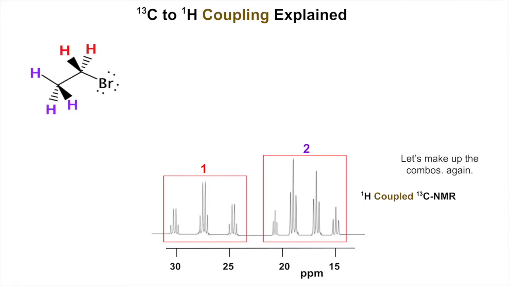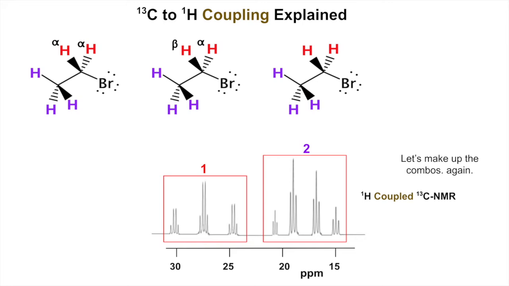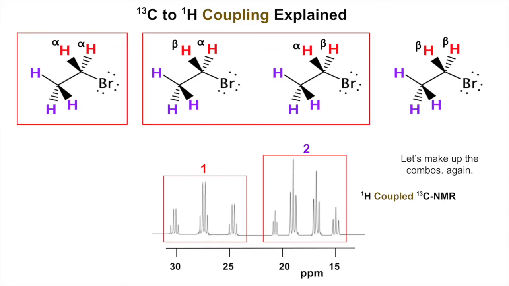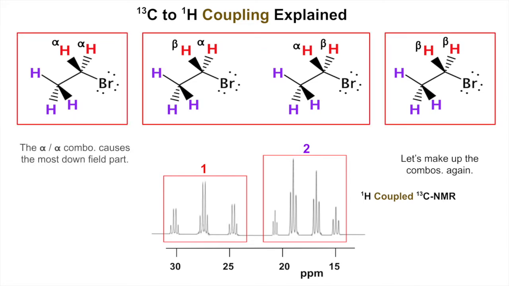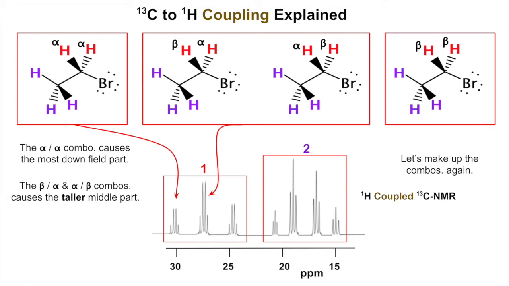So here's the combo summary real quick. We got alpha alpha, that's one possibility. Beta alpha, alpha beta, or beta beta. All right, so there's 3 unique things there. The alpha alpha combo causes the more downfield part of this triplet. And the beta alpha and the alpha beta, those two cause the taller, more area middle part.